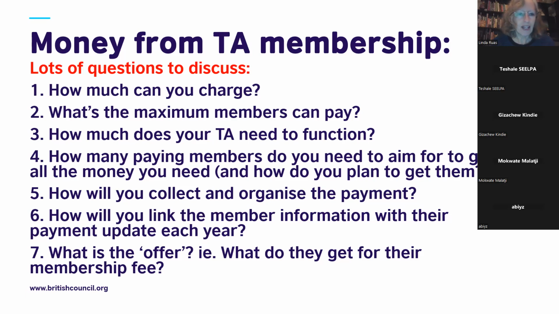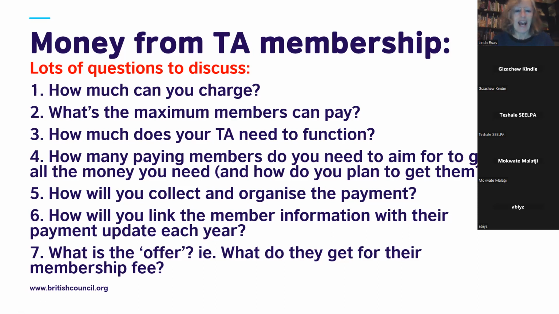We have to think about all these different things, like how much can you charge? What's the maximum that members can pay? Because you don't want to charge something that's too little, and you don't want to charge something that they won't pay. And how much does your teacher association need to function? So we need to do the maths with this to balance it out and say, right, we need £2,000, for example, a year. How are we going to get that? 2,000 divided by 2,000 members is £1 each. So it's about balancing it and seeing what you need.